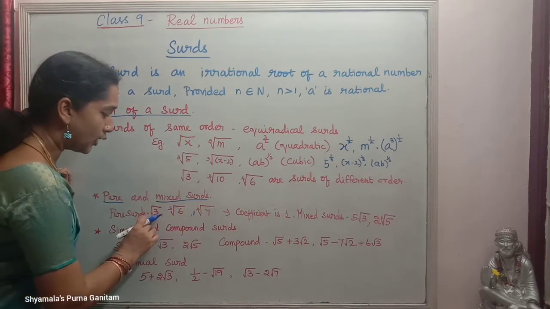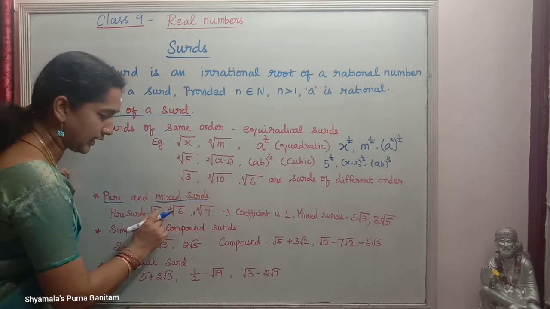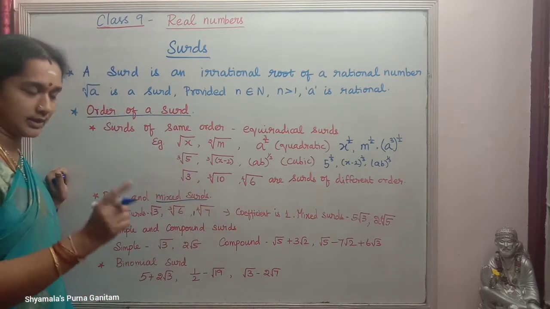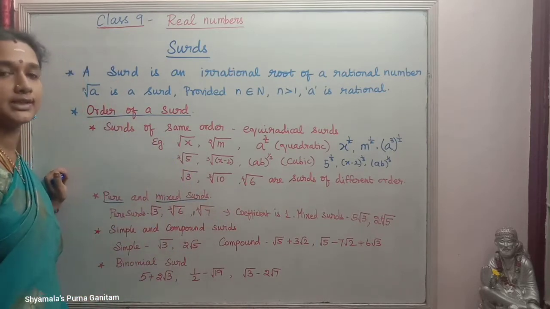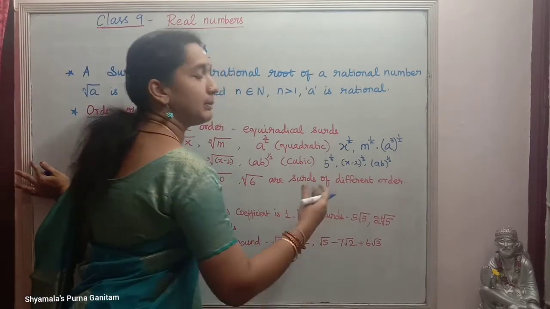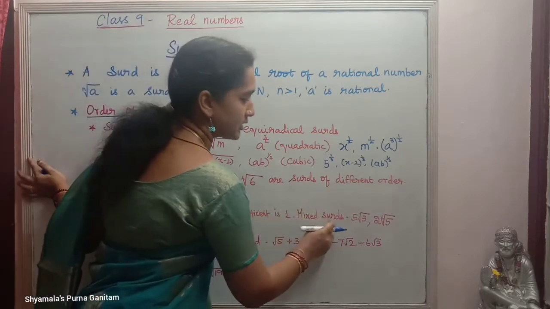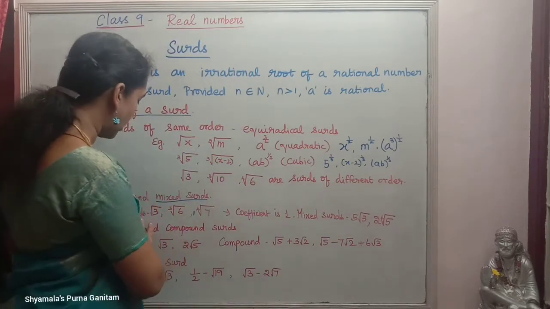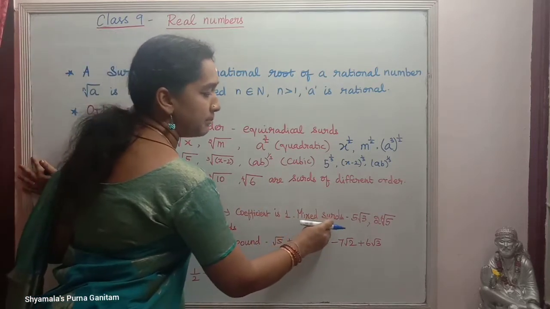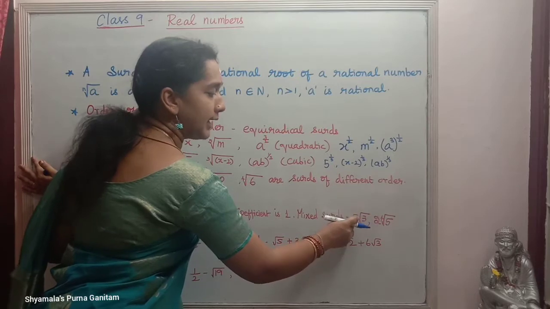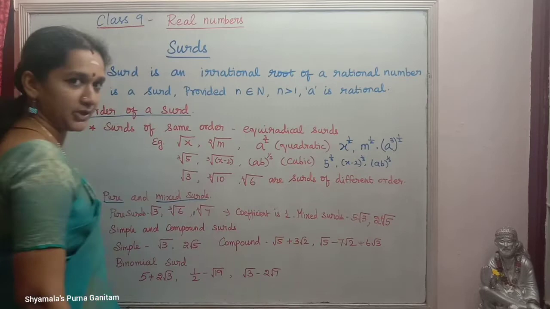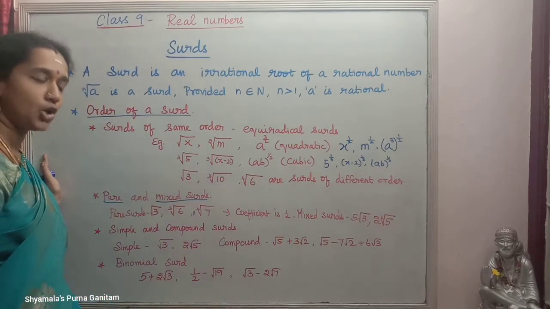Then root 3, second root of 3, third root of 6. For all these things, the coefficient is also 1. So they are also called pure surds. Then the next one is mixed surds. Other than 1, we will be having some other numbers also. That is called mixed surds. So this is pure surd: coefficient is 1, only one value will be there. Then mixed surds also have one root, but they will have different coefficients. Other than 1, they will be having coefficients.